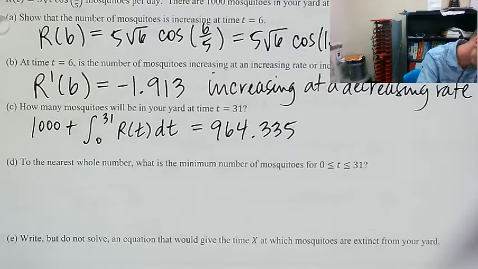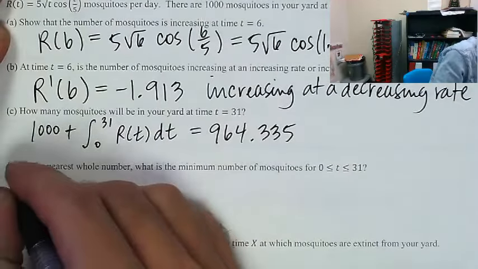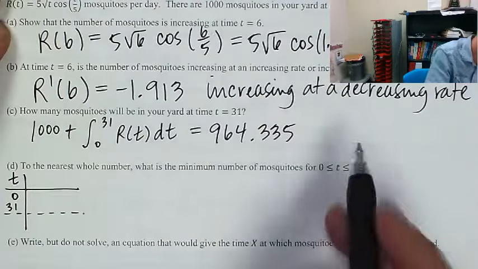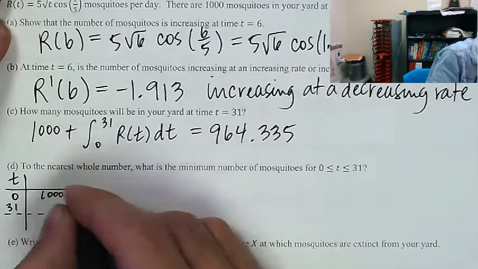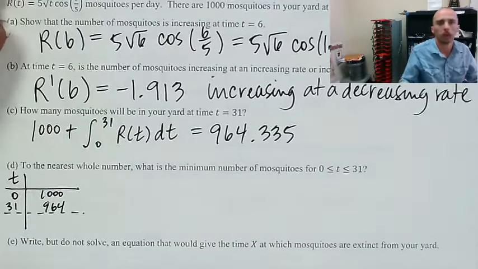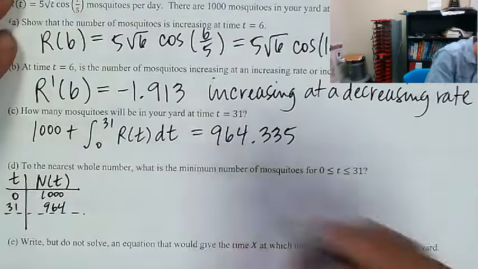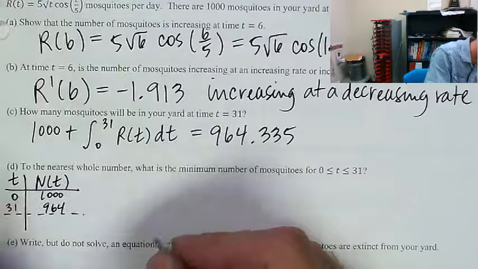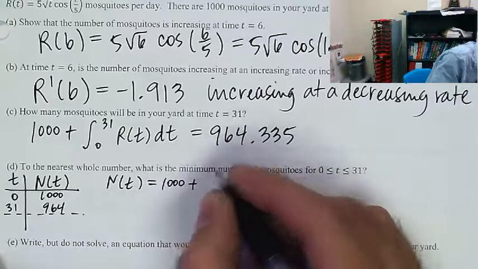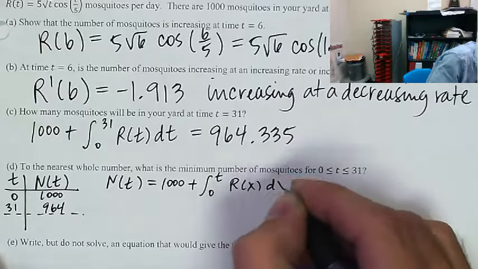So the nearest whole number, what is the minimum number of mosquitoes between 0 and 31? Well, I know this is convenient because okay, my endpoints, I've already got those. So at t equals 0, I've got 1,000 mosquitoes. At t equals 31, I got 964 mosquitoes. All right, I'm going to need to define N of t, number of mosquitoes, is equal to 1,000 plus the integral from 0 to t of r of x dx.